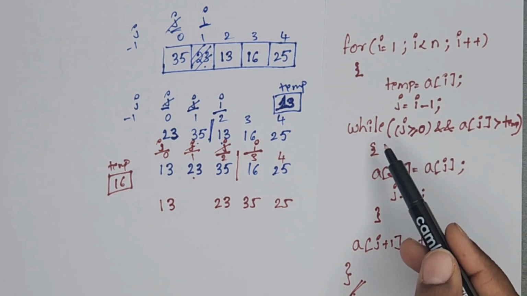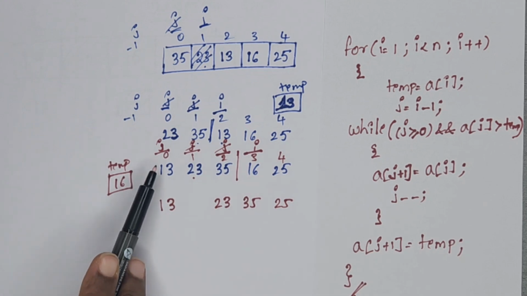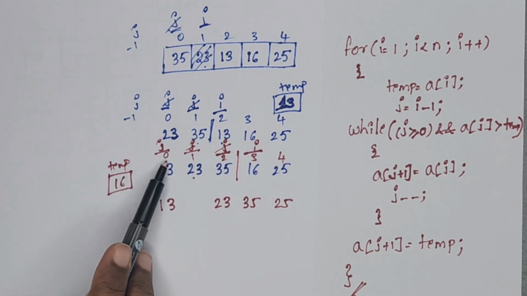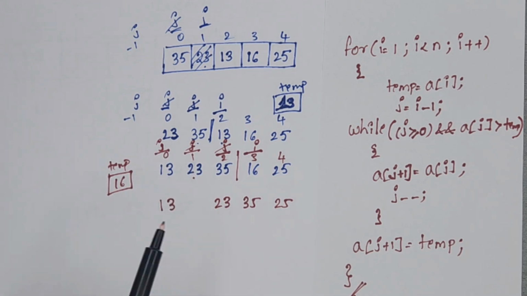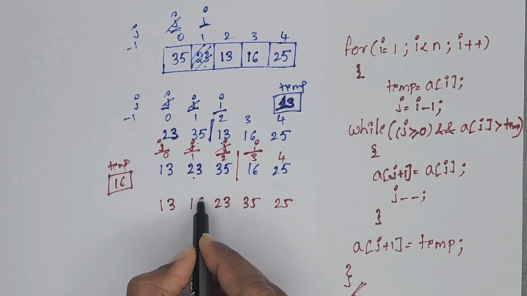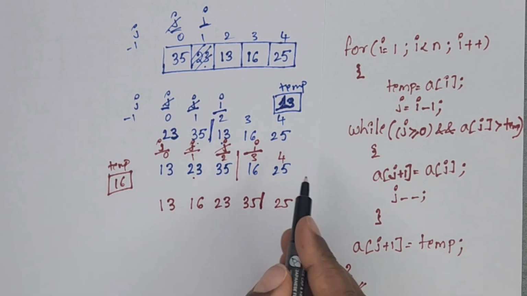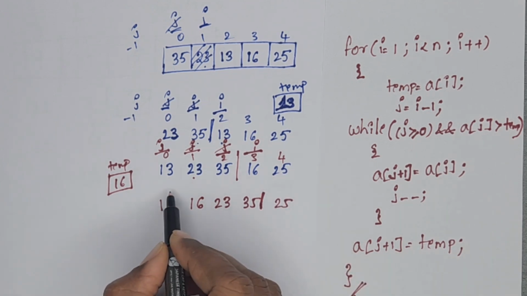If the condition becomes false, it will exit from the while loop. Now where do we have to store this temp? In the j plus 1 location. Now what is the j value? 0. j plus 1 means 1. In the j plus 1 location, we have to store temp, that is 16. Now all these are in proper order: 13, 16, 23 and 35. 4 are in sorted order. In the unsorted array, there is only one element, that is 25. Okay, after incrementation, i becomes 4.